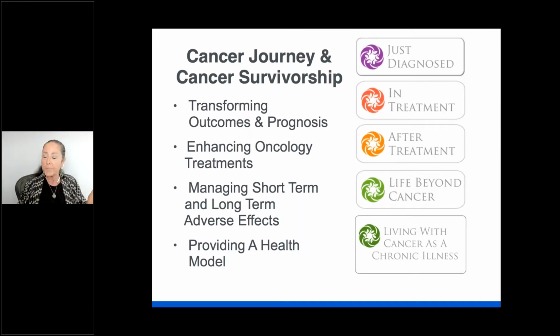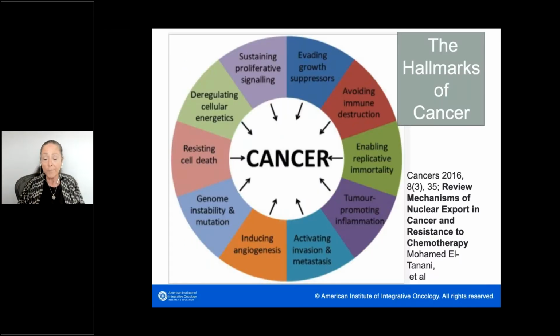So we have the opportunity to transform their outcomes and their prognosis and their risk profile. We have the opportunity to enhance their treatments and help them manage their short-term and long-term side effects. But bottom line, we're coming in as the health expert on the team. And I always tell patients, you need a team. You need the disease experts, that's your oncology team, and you need health experts to make sure you have a plan for your health and that your outcome is health long-term. And oncologists aren't interested in health at all.